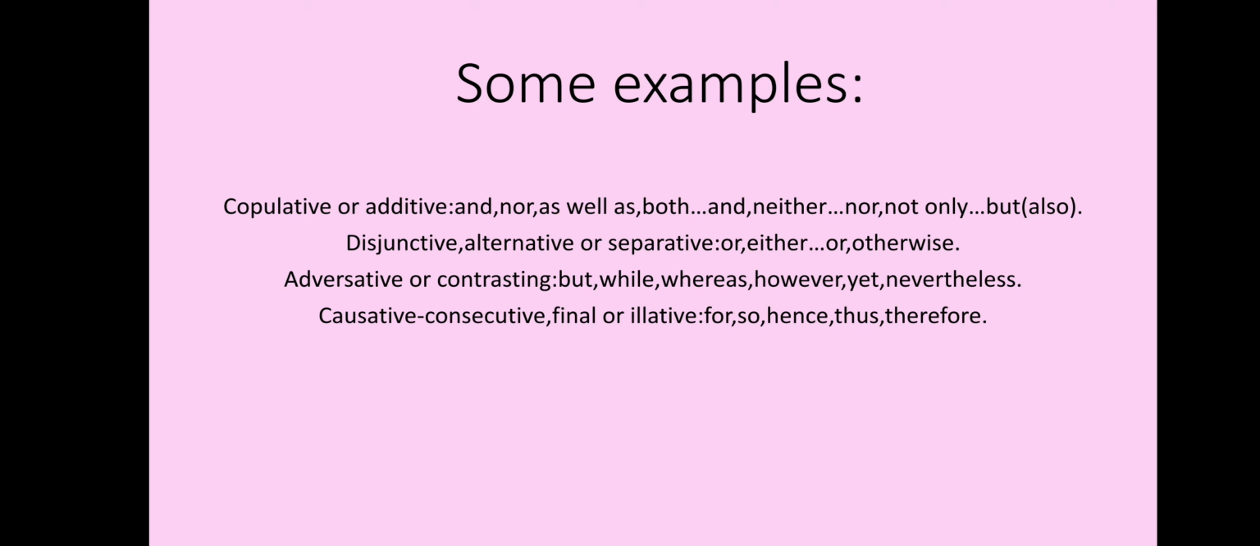Either he's mad or he feigns madness. Neither a borrower nor a lender be. She must weep or she will die. Adversative or contrasting: but, while, whereas, however, yet, nevertheless. The rope was thin, but it was strong. He is hardworking, whereas his brother is quite the reverse.